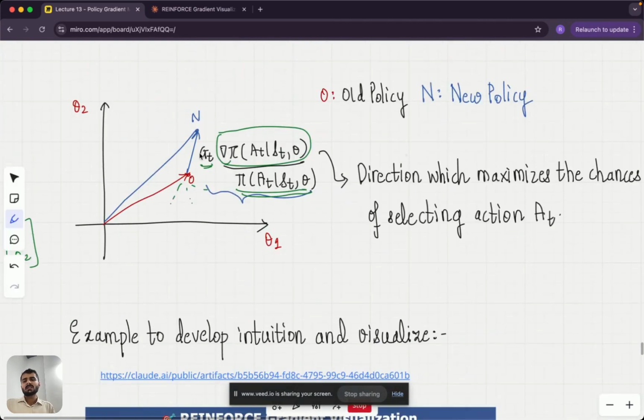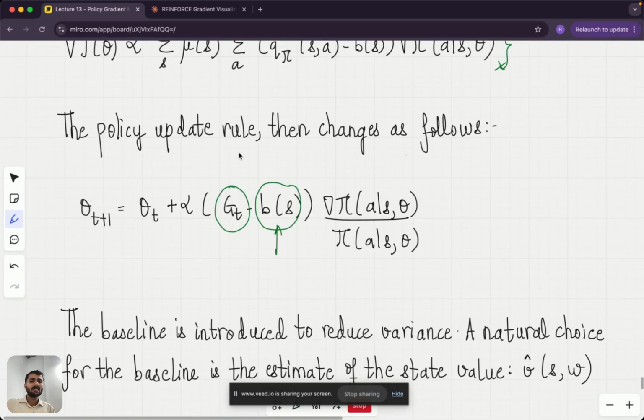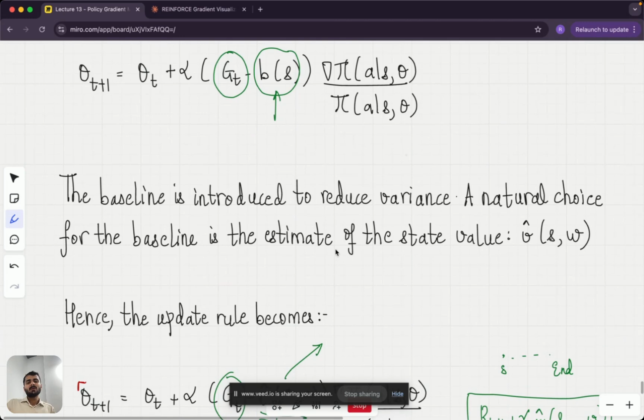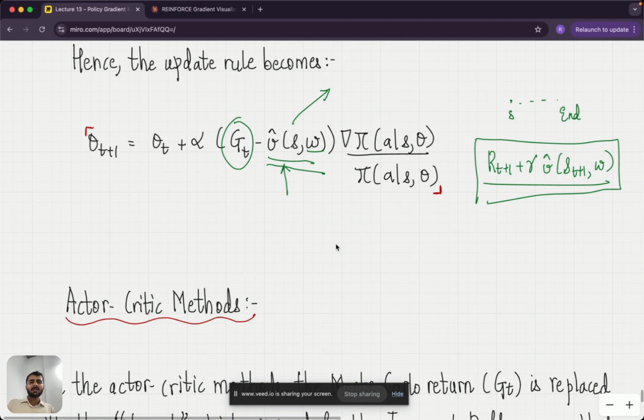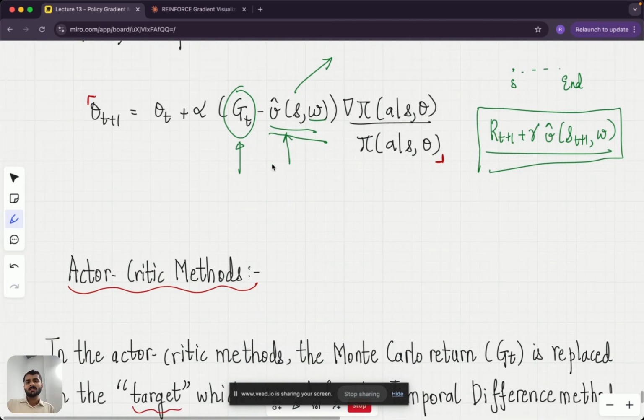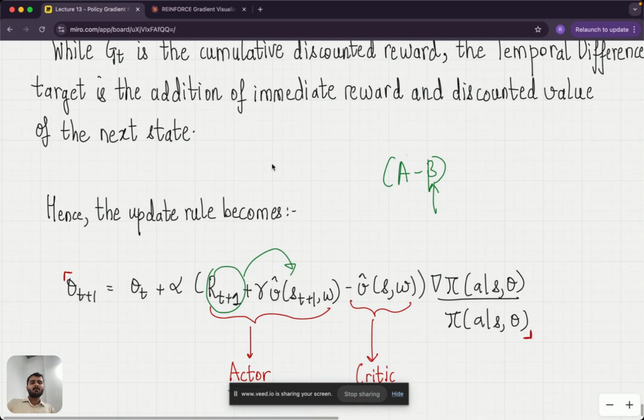Now, the other two algorithms are variations of the REINFORCE algorithm, and what they say is that, okay, don't just consider G of t, but subtract it from a baseline, which is the approximate value function, to reduce the variance in your policy updates. And it has been shown to significantly reduce variance, so it is commonly used in practice. And in the actor-critic method, the target is replaced by the temporal difference target, which is the summation of the subsequent reward and the discounted value of the next state. So this becomes the actor, and then we subtract it from the critic, which is the approximate value function for the current state. So this brings us to the end of the lecture.